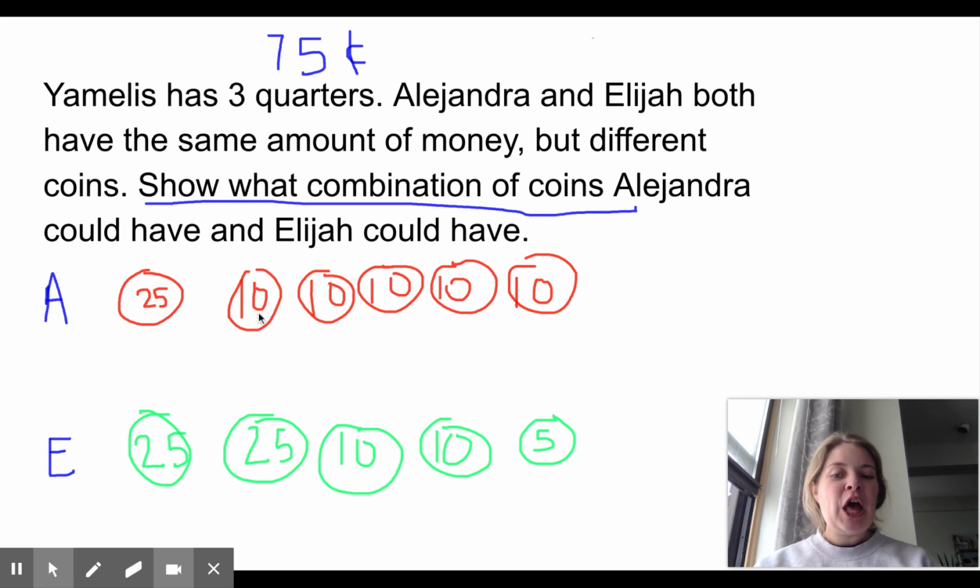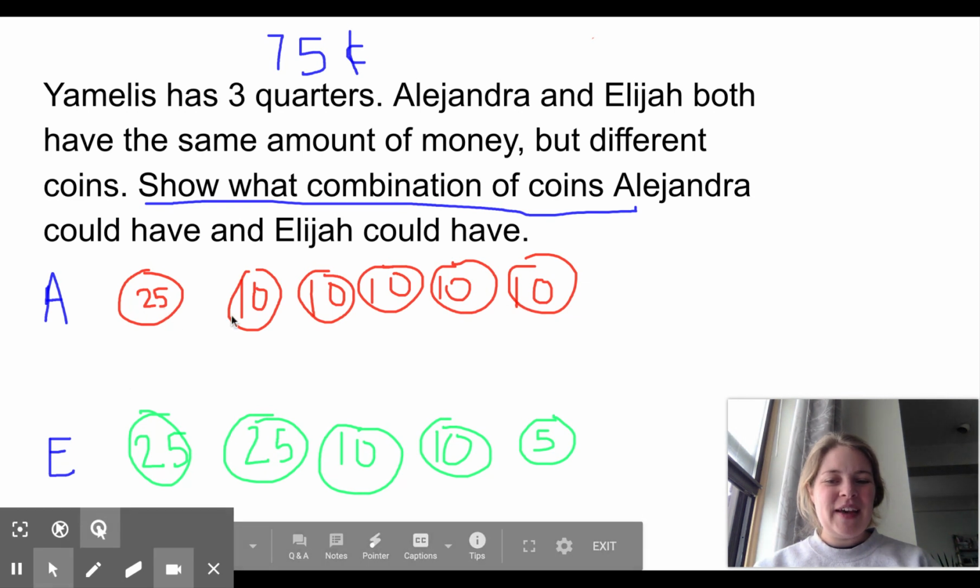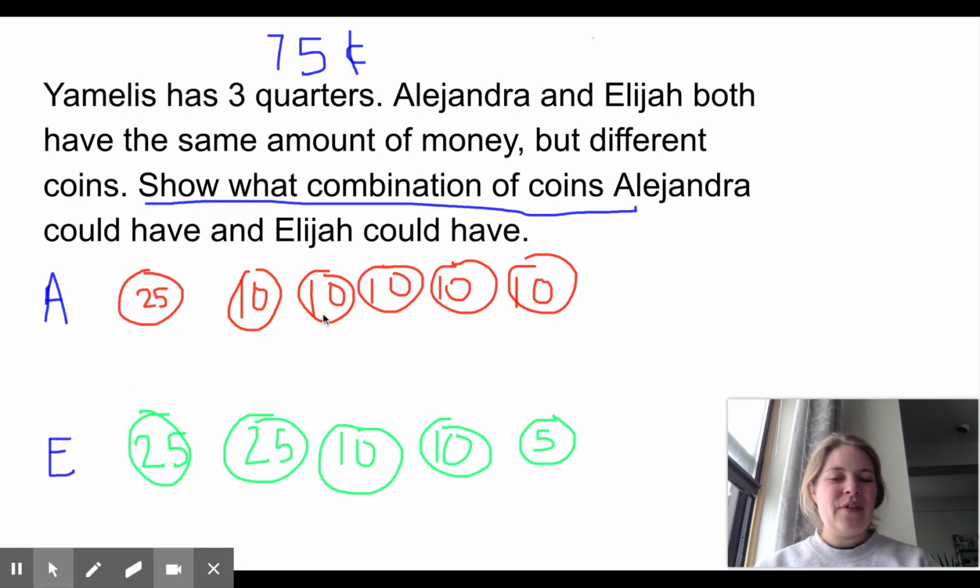25, 35, 45, 50, 55, 65. Do I have enough? 75. Good job. 25, 35, 45, 55, 65, 75. Yeah. So 1 quarter and 5 dimes could equal 75 cents.